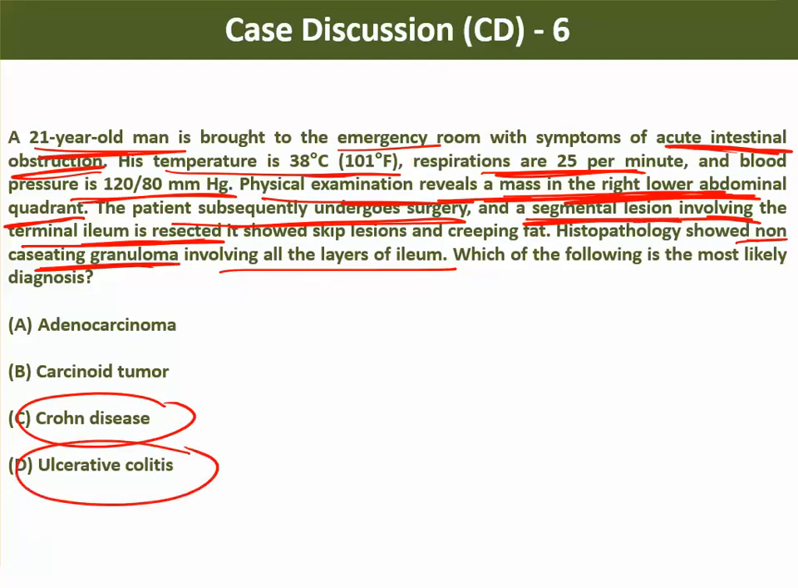Ulcerative colitis will not have granuloma. It is mucosal and submucosal inflammation, whereas Crohn's disease is a transmural inflammation.